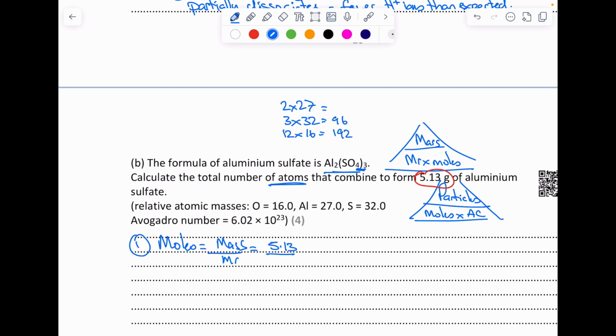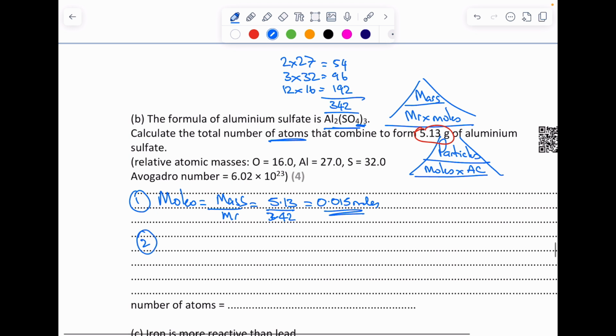That one is 96, and that is 54. Add those together, so 192 plus 96 plus 54 is going to be 342. Let's pop that underneath there, 342. Put that into your calculator, and you get an answer of 0.015 moles.